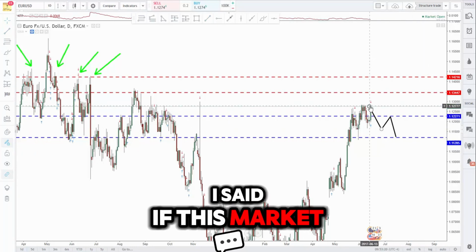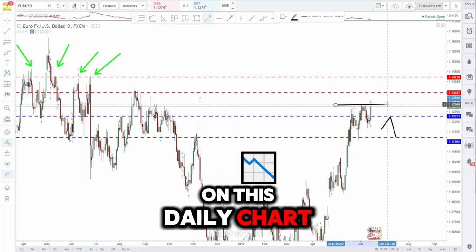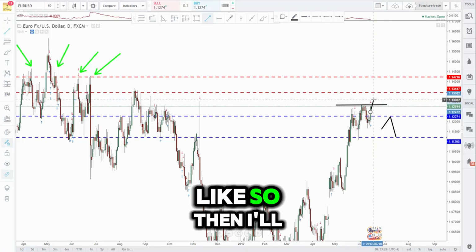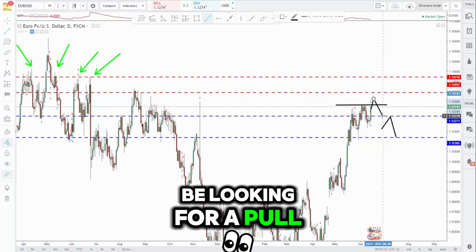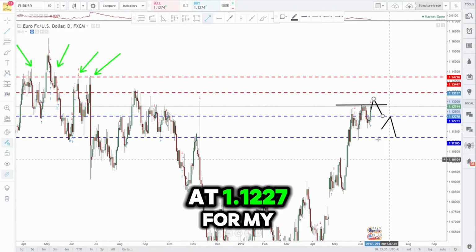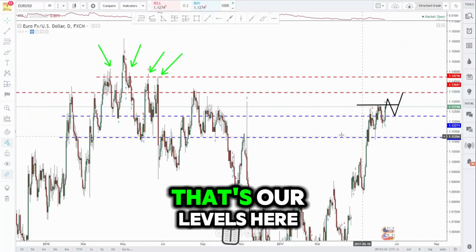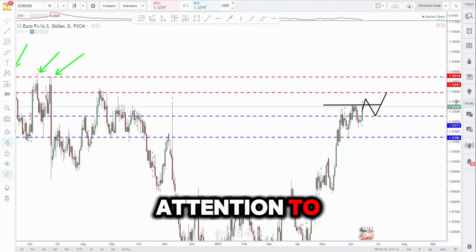And as I said, if this market does break and close above our current resistance level on this daily chart, like so, then I'll be looking for a pullback into our blue resistance level at 1.1227 for my next long trading opportunity on the euro dollar pair. So that's our levels here on the euro dollar that I'll be paying attention to for trading opportunities.